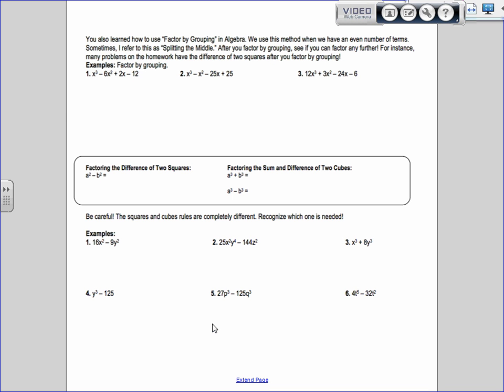All right, so next one. It says you've also learned how to do factor by grouping. So you guys did this in Algebra 1. Okay, it's been a while, I know. All right, so I sometimes call this split the middle. If we have 4 terms or 6 terms or 8 terms, an even number of terms, we're going to split it straight down the middle. So I'm going to split right there.